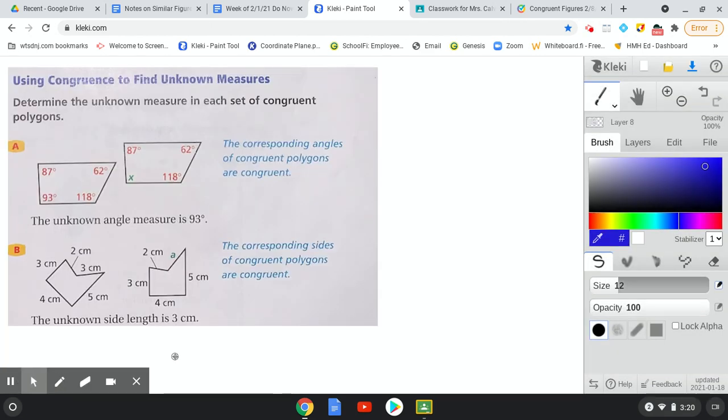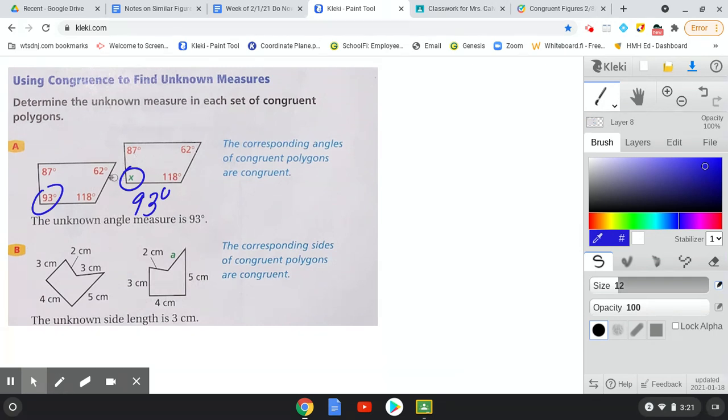So here we are trying to use congruency to find unknown angle measurements. It says the corresponding angles of congruent polygons are going to be congruent. So if you notice, the corresponding angle here is 87 degrees. That corresponding angle in this figure is 87 degrees. 62 degrees, the corresponding angle is 62 degrees. 118 degrees, the corresponding angle is 118 degrees. And if this one here is 93 degrees, we know that this missing angle measurement is going to be 93 degrees.